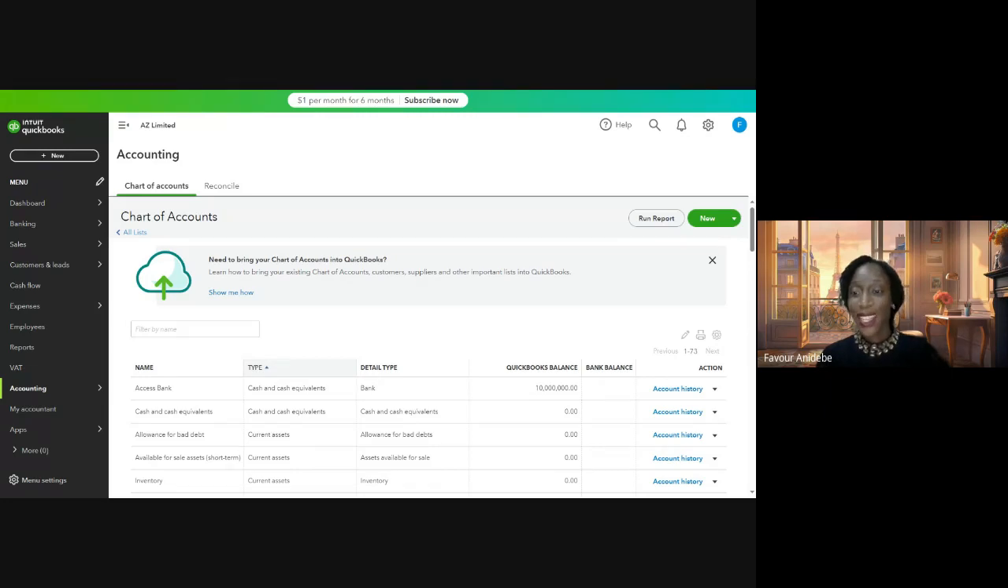All right. So let's just do two more entries and I'll show you how the financial statement looks. And we'll go to bed.